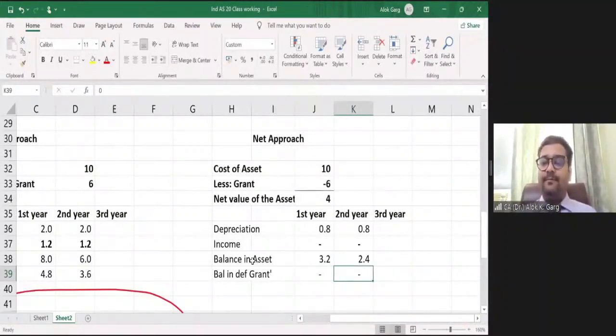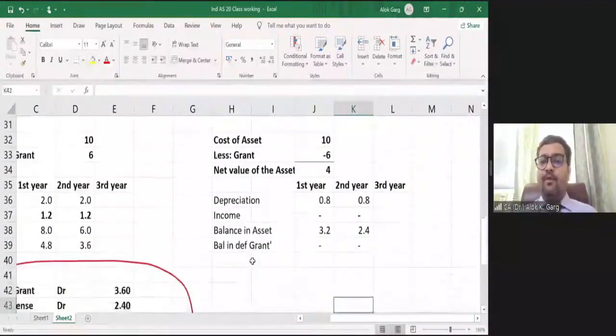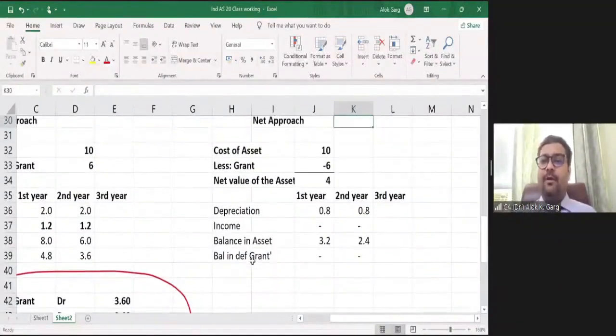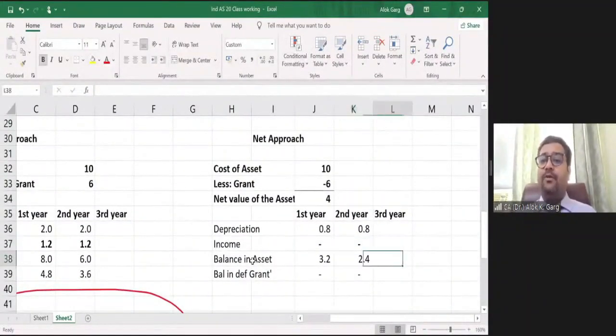Right, guys? Any problem so far? Any challenge, any problem, please let me know. This is an important concept, and generally questions are asked on the net approach in case of repayment of government grant.